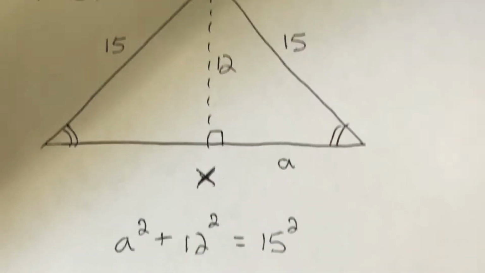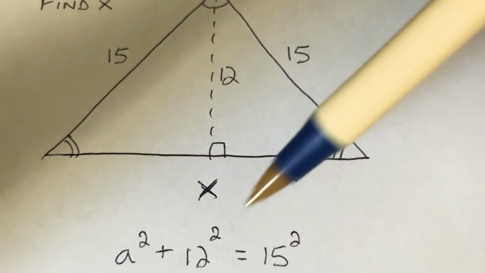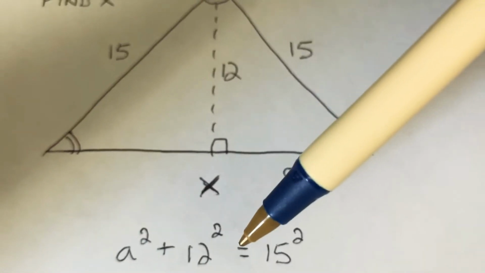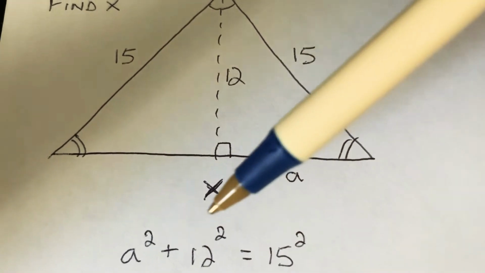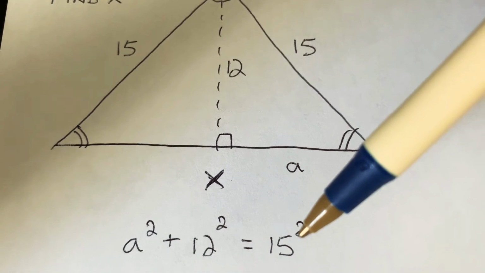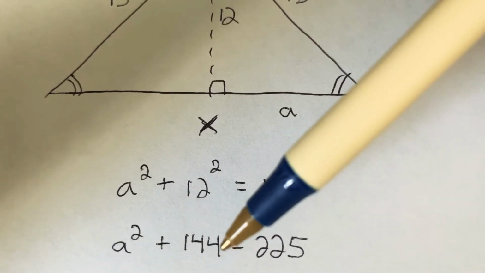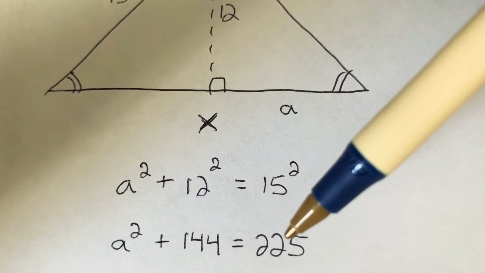According to Pythagorean's theorem, a squared, which is one of the legs, plus 12 squared, which is the other leg, has to equal the hypotenuse squared, which in this case is 15. This is our equation using Pythagorean's theorem. If I square 12, I get 144, and if I square 15, I get 225.